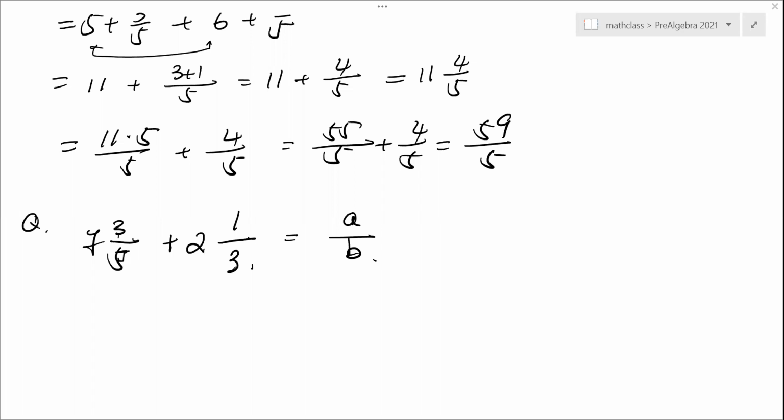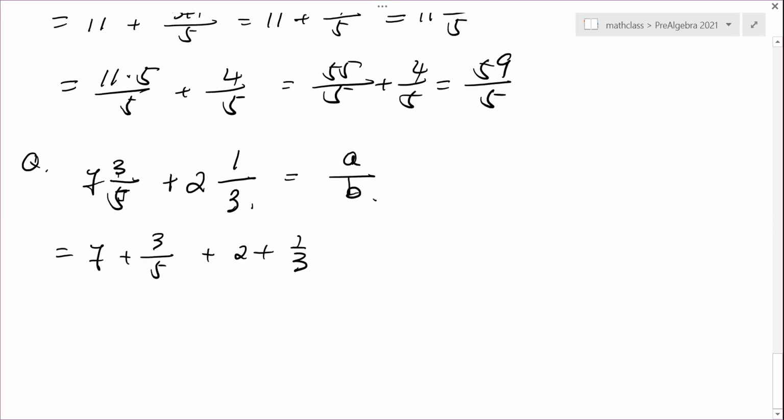So let's take a look at this problem. We're trying to express it as a single fraction. To solve this problem, step one, it's 7 plus 3 over 5, and here's 2 plus 1 over 3. So 7 plus 2 is 9.